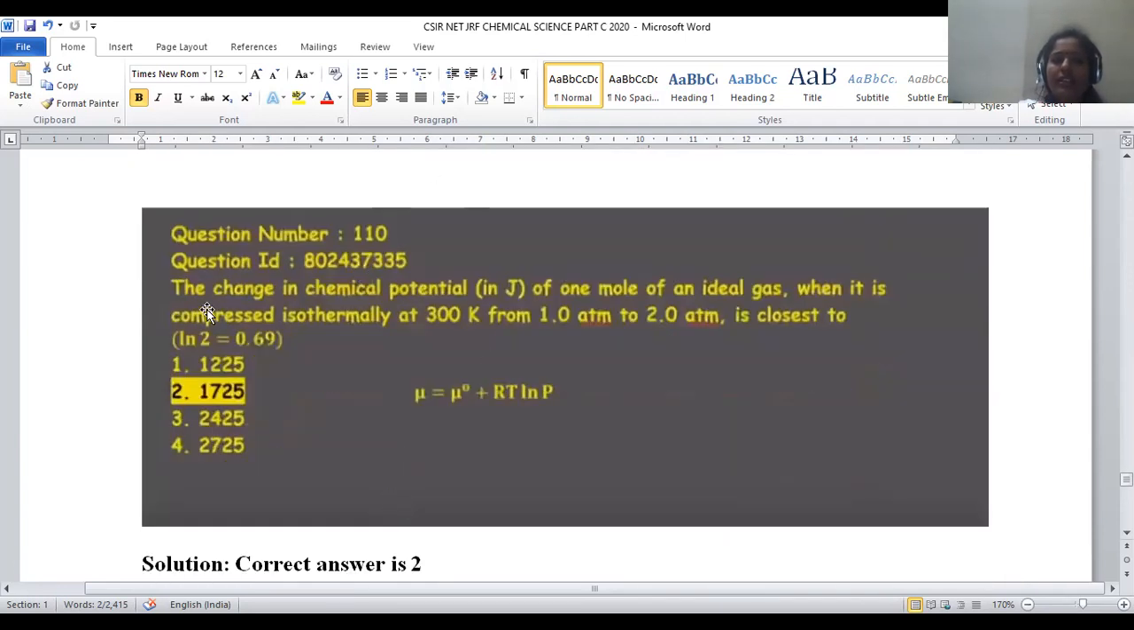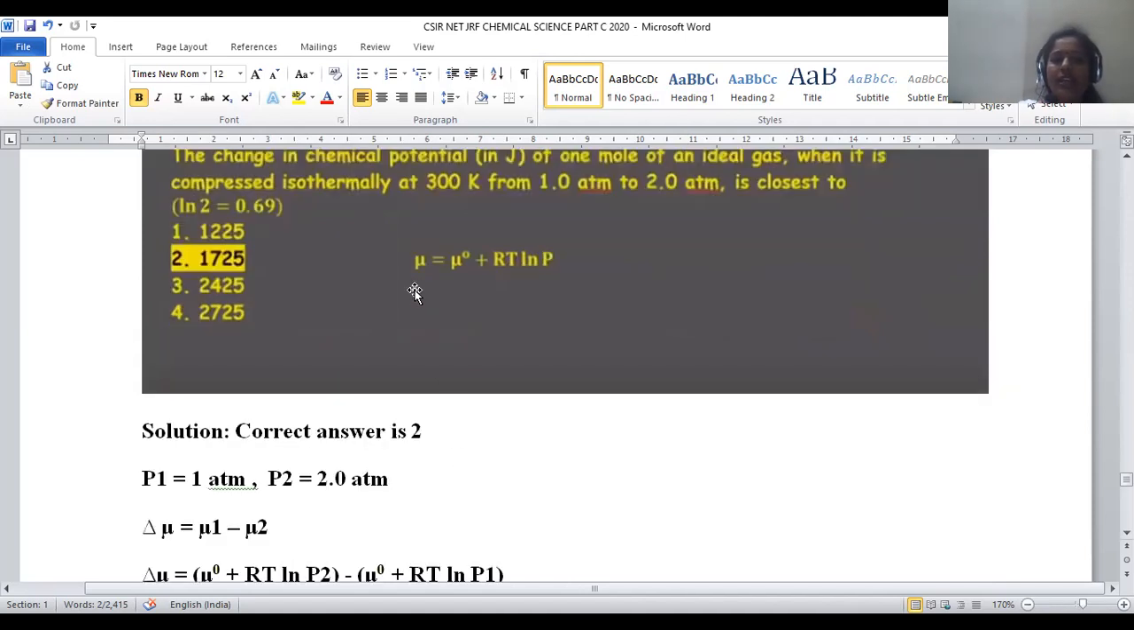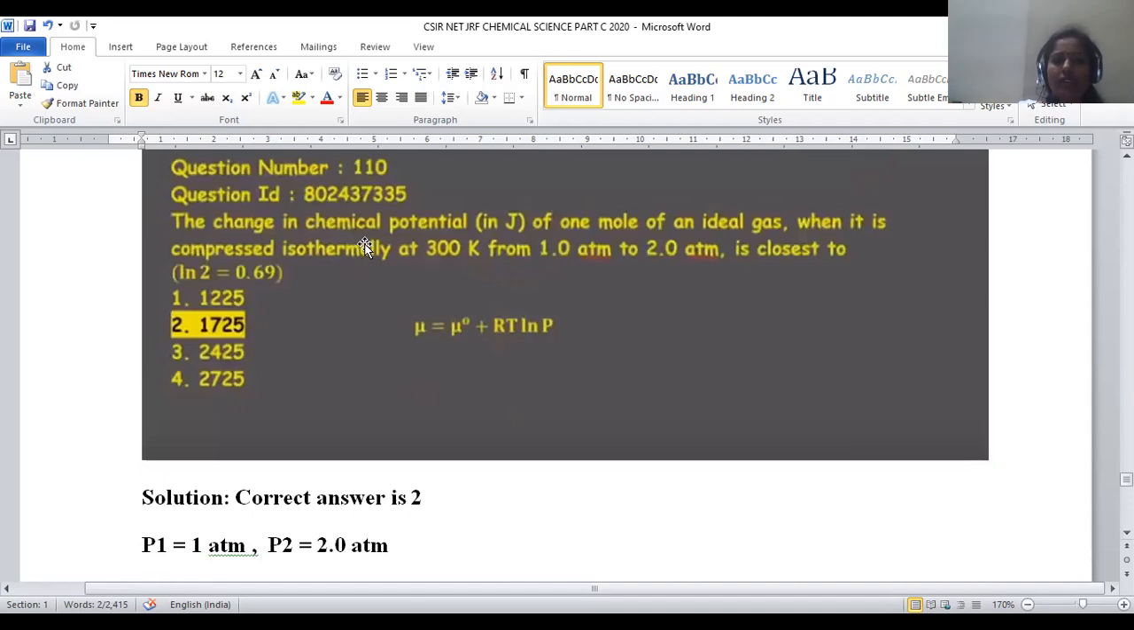Question number 110. The change in chemical potential of 1 mole of ideal gas when it is compressed isothermally at 300 Kelvin from 1 atmosphere to 2 atmosphere is closest to. Ln 2 value is given as 0.69, right? So when it is compressed isothermally, the change in the chemical potential needs to be calculated. Here the formula required is mu is equal to mu naught plus RT ln P. This is the required formula in order to do this calculation.